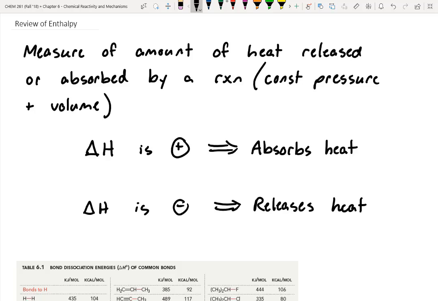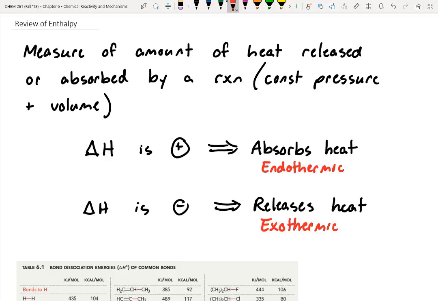What do we call a reaction that absorbs heat? It's going to be endothermic. This is exothermic. There's endergonic and exergonic too. That's something entirely different than this, and we'll talk about that. That's related to Gibbs free energy, not enthalpy.